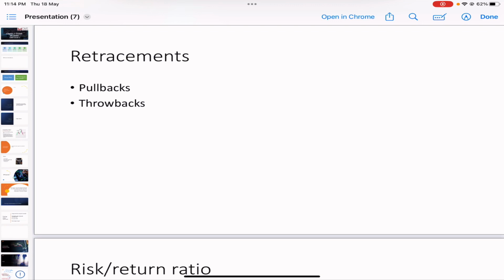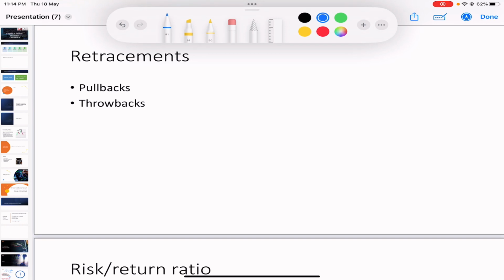So there is one thing which is known as the principal trend, which is the main trend, and then we have further corrections or retracements inside my trend. Okay, so retracements can be of two types. They can either be pullbacks or throwbacks. So nothing to worry, pullbacks and throwbacks.